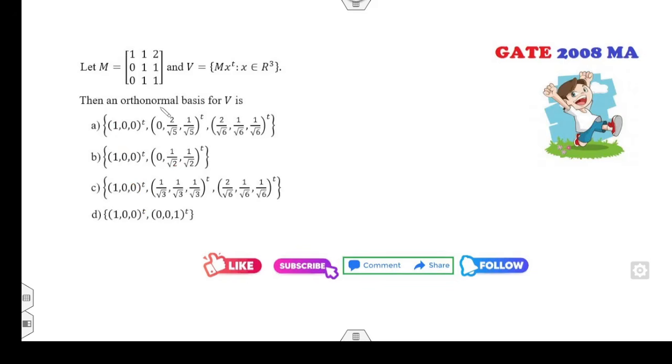Chaliye, look at this another one. Find the orthonormal basis of the V. V is a collection of all those M into X transpose. Firstly, we will check what is the rank of the M so that we will know what is the determinant, what is the LI. So we can check about the determinant.